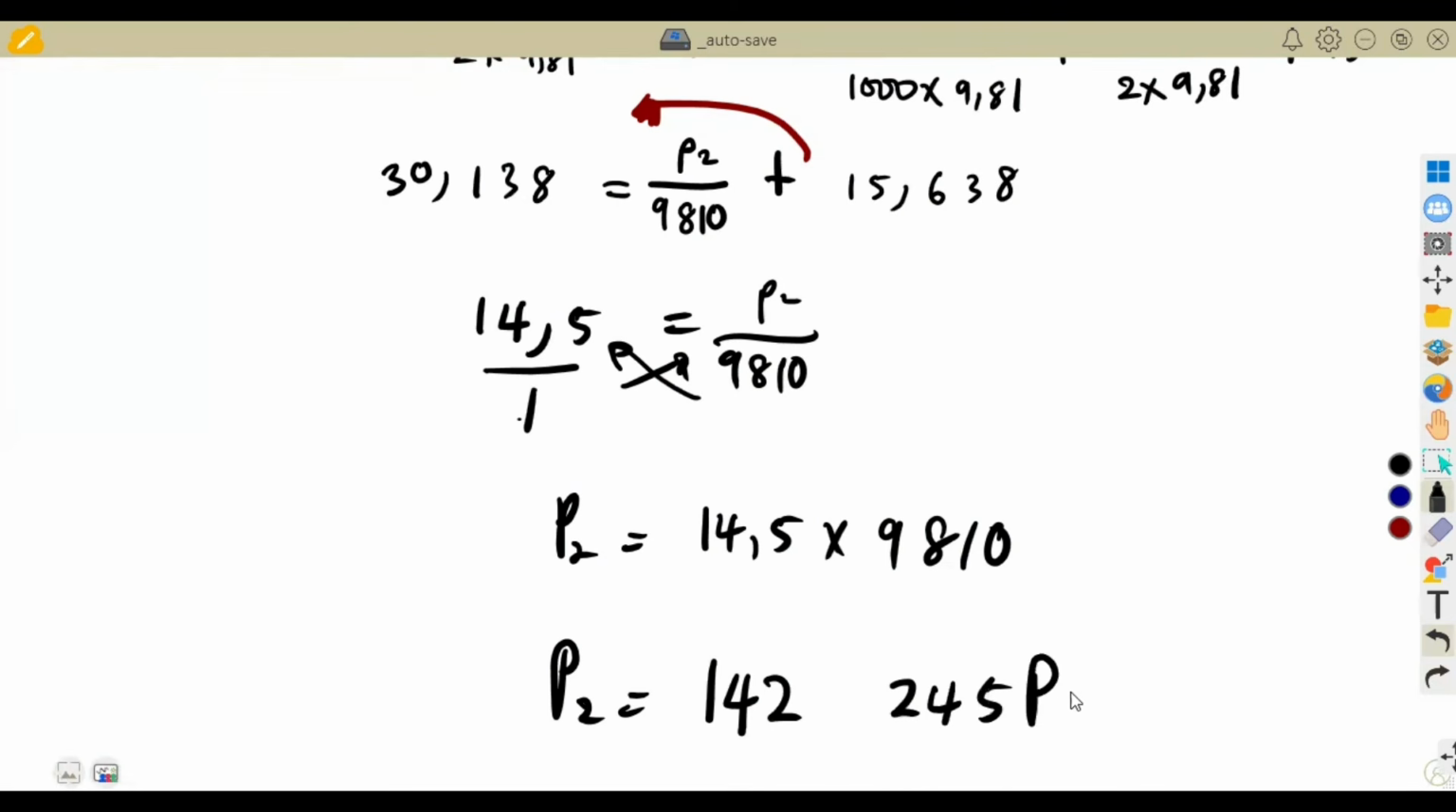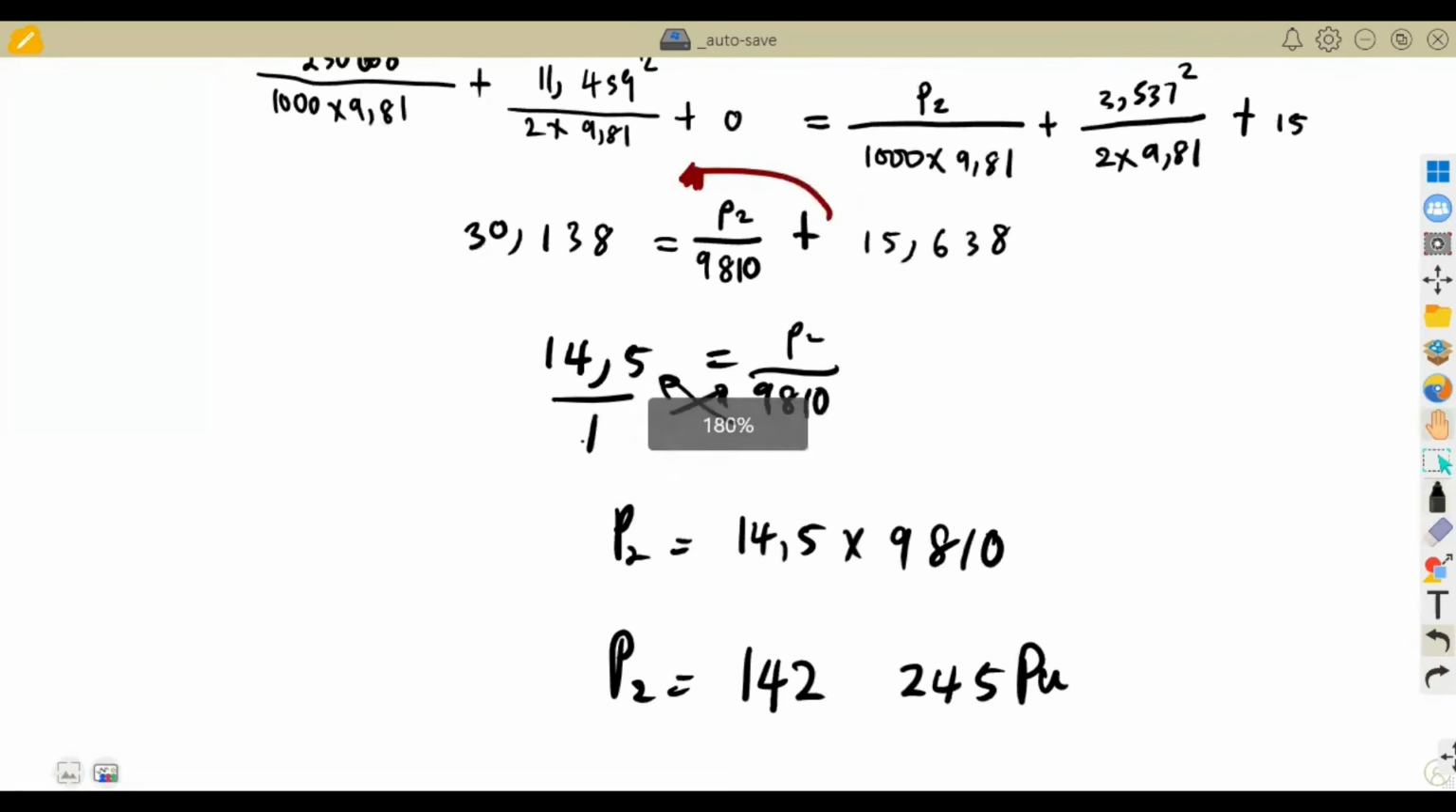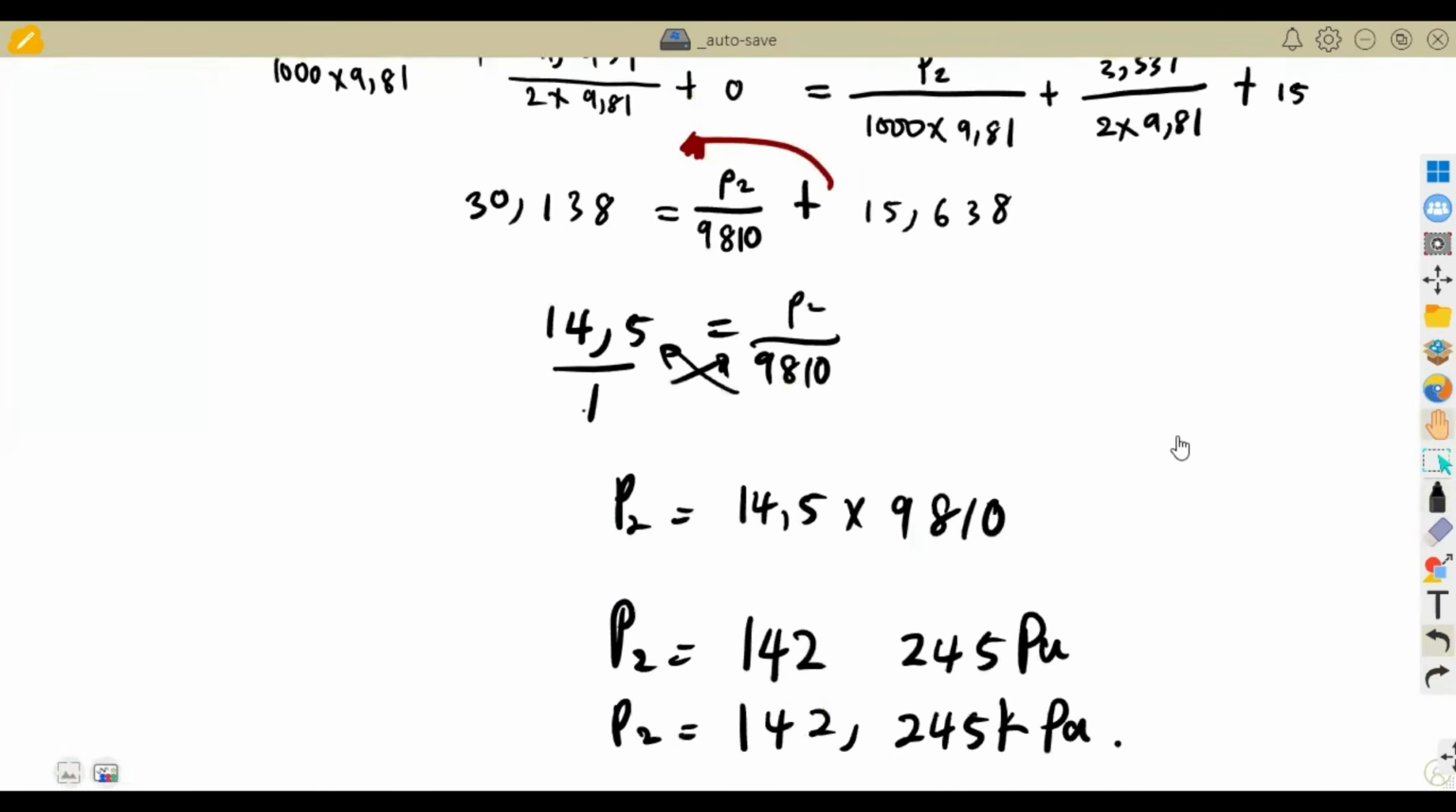142,245 Pascal. So you can convert this because it's pressure. You can even convert to kilopascal if you want. So that's P2 divided by 1,000. That will be 142. So you're going to get 142.245 in kilopascal. So that is how you were supposed to obtain the value of what? Of P2. That is how we're supposed to have this.